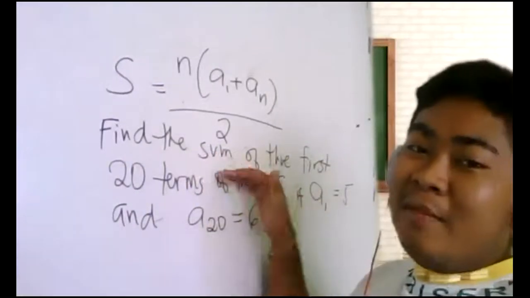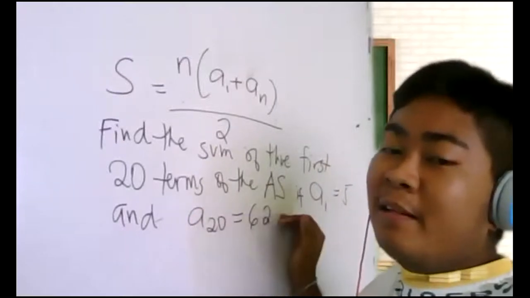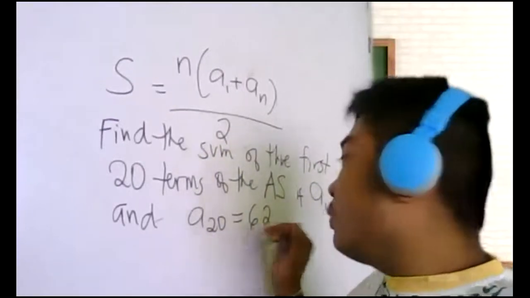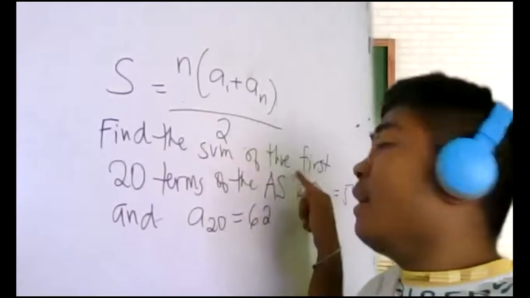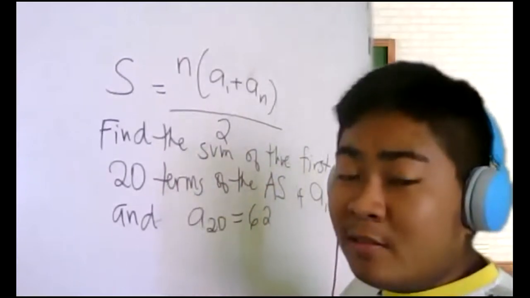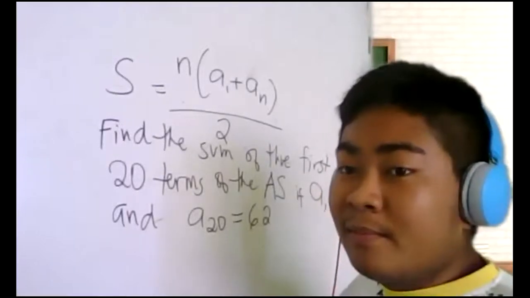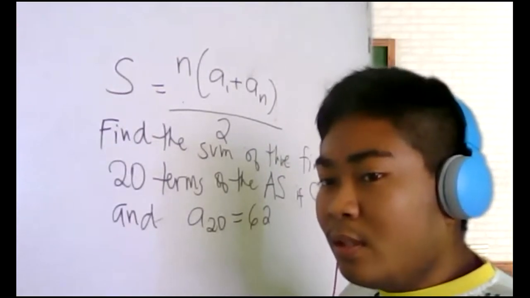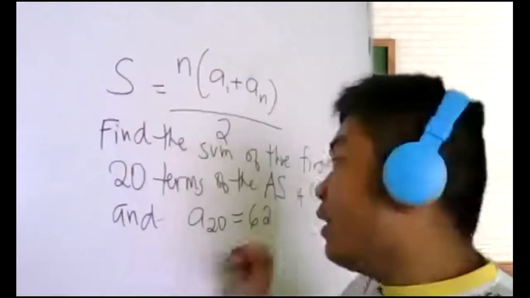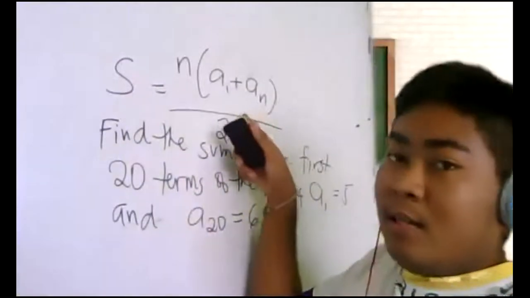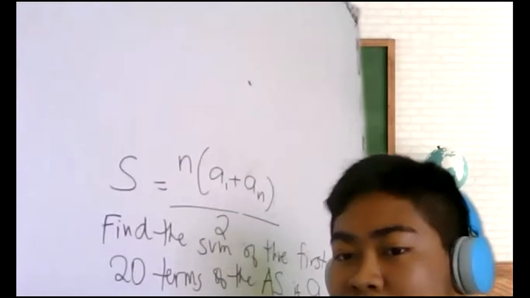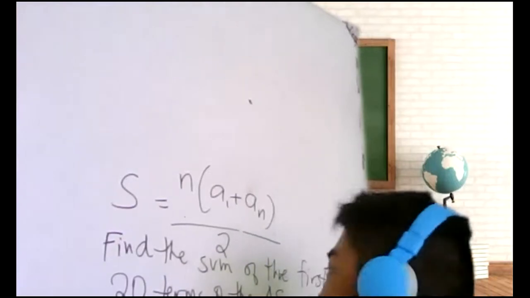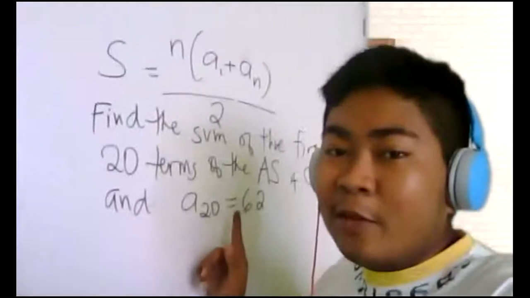Ayan. So find the sum of the first 20 terms of the arithmetic sequence if A1 is 5 and A20 is equal to 62. Kasi sabi niya nga, the sum of the first 20 terms. So kasama ba ang first? Kasama ba ang 20? Is it a yes or a no? Yes. So, ganun siya. Okay, so let's try to use the formula. Ano yung hinahanap natin? The sum of the first 20 terms.